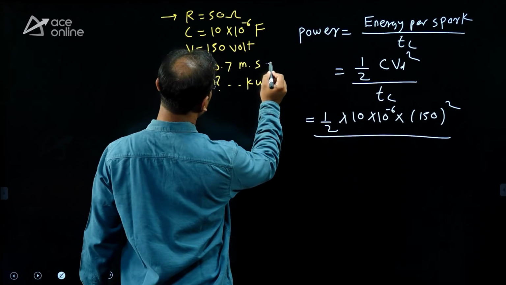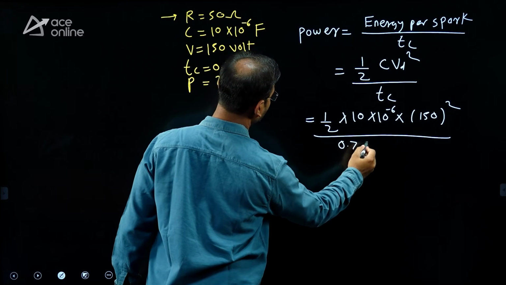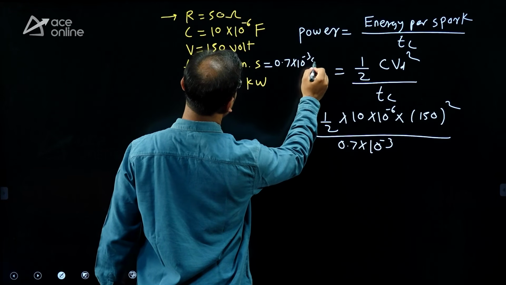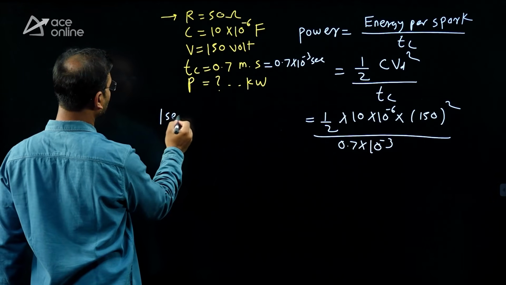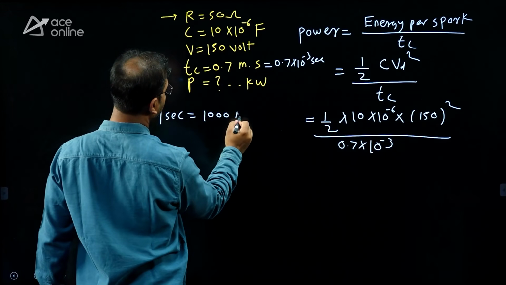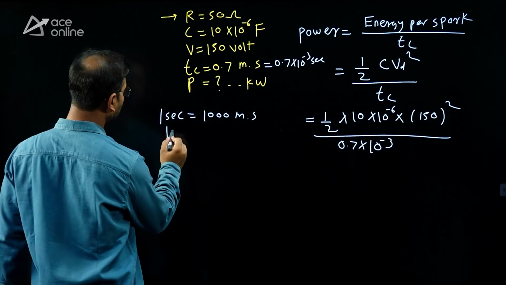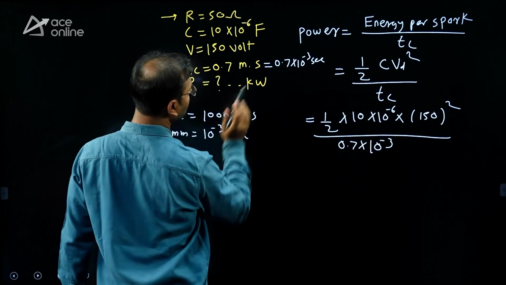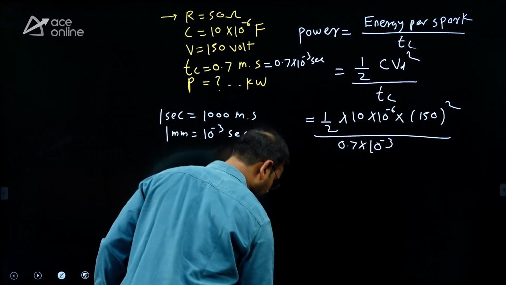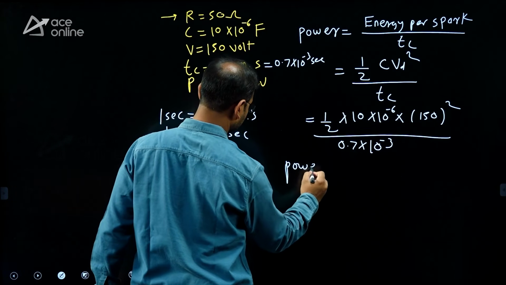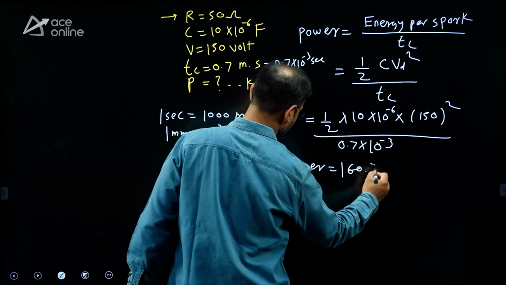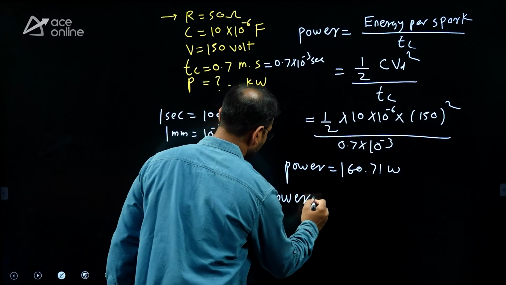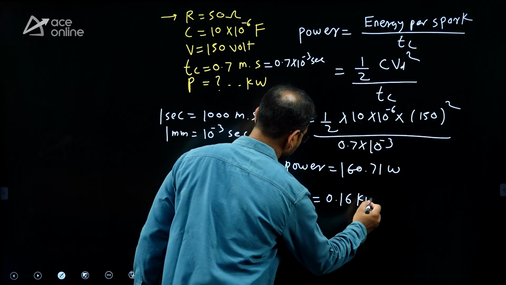Next, time is in millisecond. 0.7 millisecond means we can write 0.7 into 10 raised to minus 3 second, because 1 second is equal to 1000 millisecond. Then 1 millisecond is equal to 10 raised to minus 3 second. Then here we got the answer for power, 160.71 watt. But here we have to give the power in kilowatt. Therefore, the power is equal to 0.16 kilowatt.